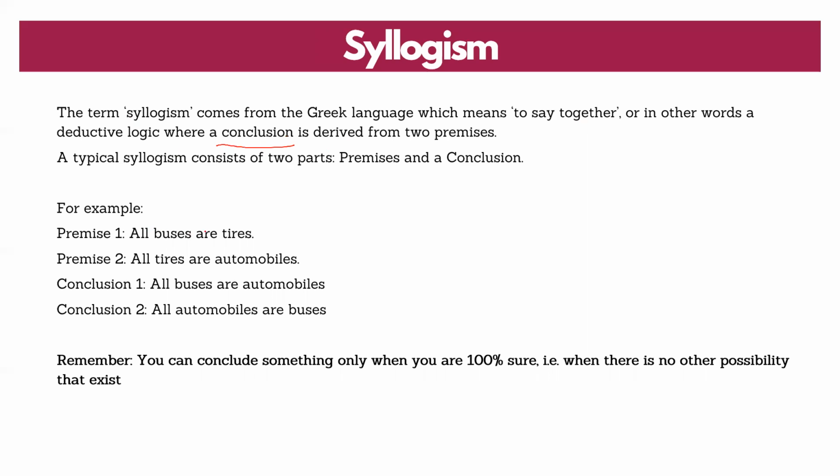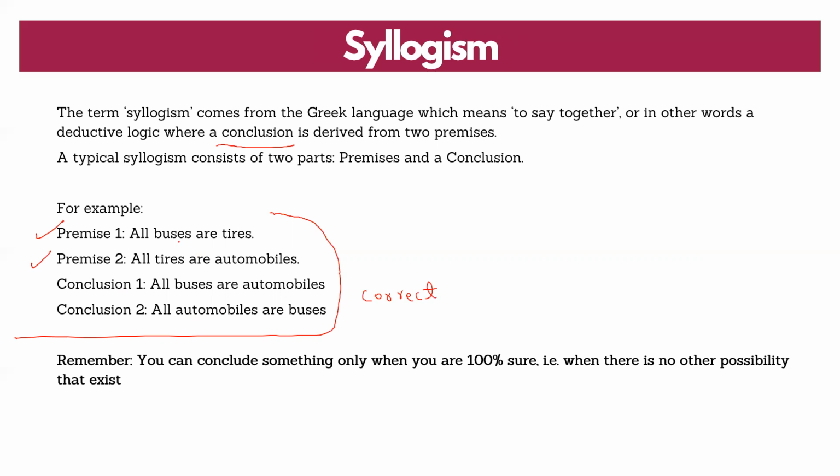A typical syllogism consists of two parts, premises and conclusion. So this is a typical construct of the syllogism question. Two premises are given, premise number 1 and premise number 2, and two conclusions are given. You are supposed to tell which of the two conclusions is correct. Both can be correct, both can be incorrect, one can be correct, whatever. So you need to tell that. This is just the construct of the question.